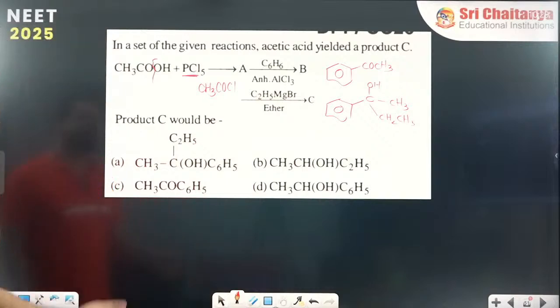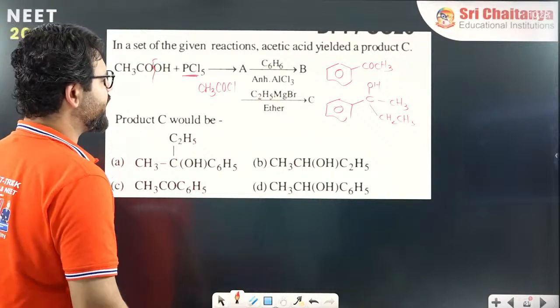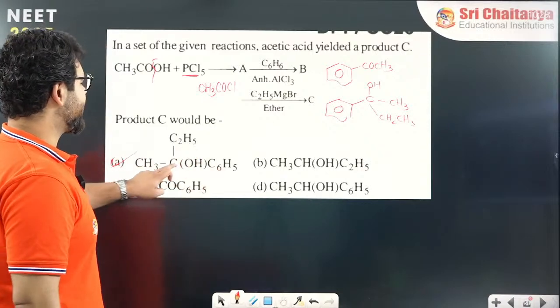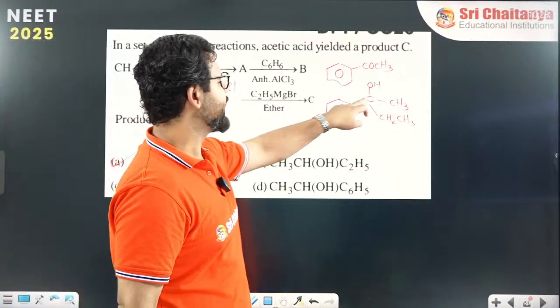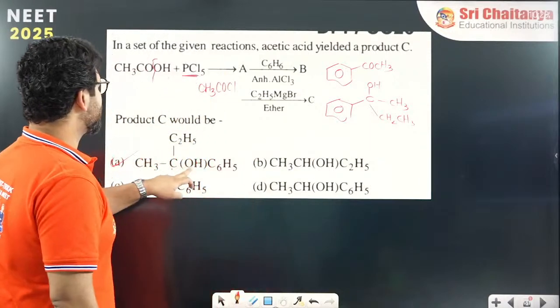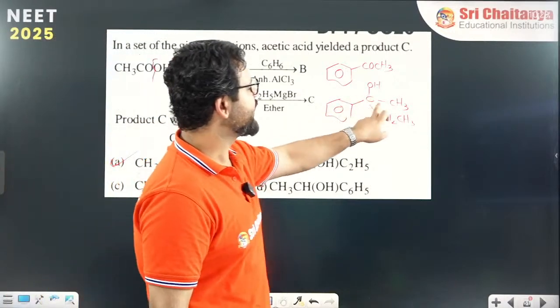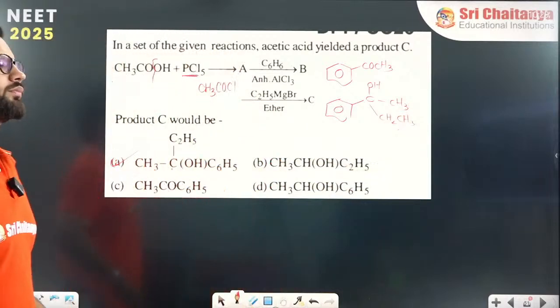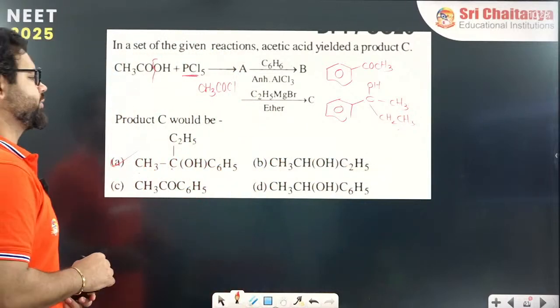What is C? So you can check what is C. Option 1 only is C. Option 1. Phenyl attached to C, C attached to OH, C2H5 and CH3. A option.